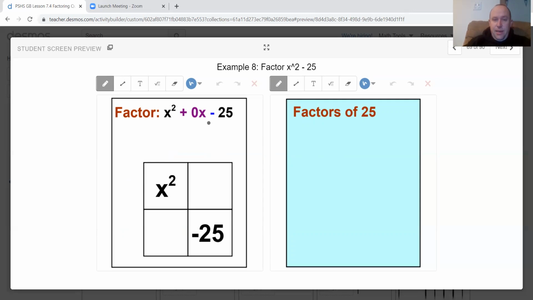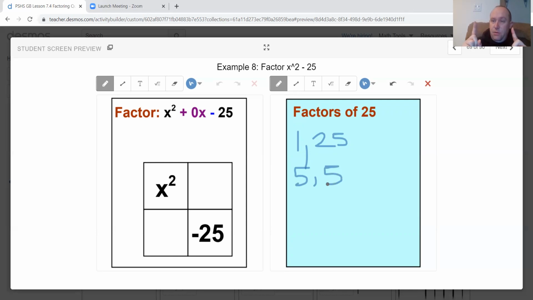I'm actually going to add that back in. I actually think of it as 0x. Sometimes that helps us to do this question. So for 25, I know it could be 1 times 25. 2 doesn't divide into 25, neither do 3 or 4, but 5 does. And actually, that's the important part for this question.